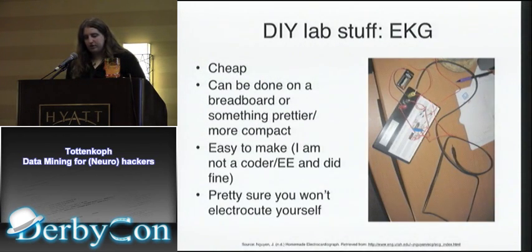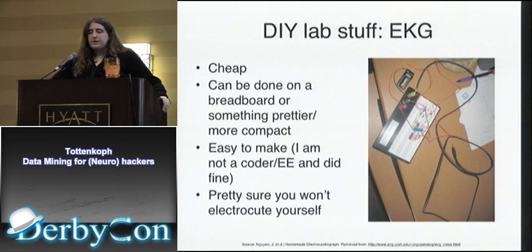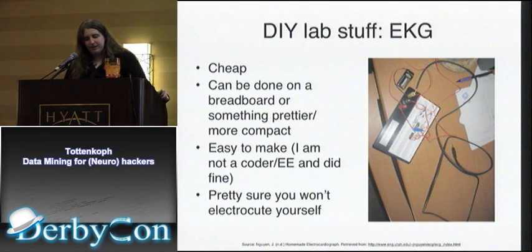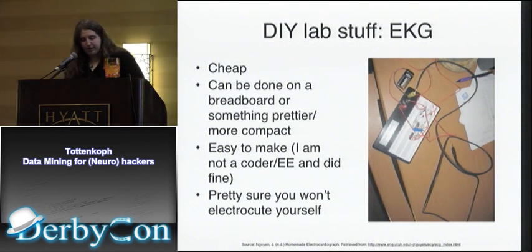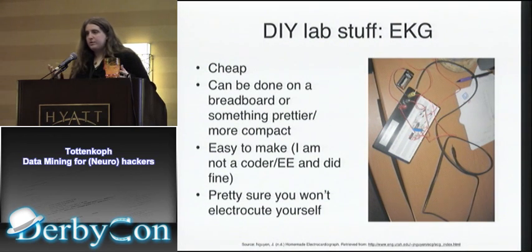Or you can make stuff yourself, like an EKG. They're really cheap to make. There's a really famous one who made an EKG for less than $50. He used pennies as diodes. It can be done on a breadboard or something prettier or more compact. This is actually the picture of the first EKG I've ever made. So that proves that it's easy to make because I am not a coder or a maker. And I'm pretty sure you won't electrocute yourself.